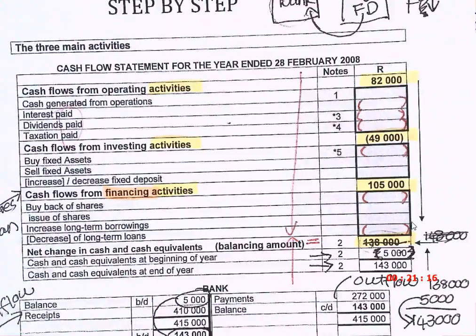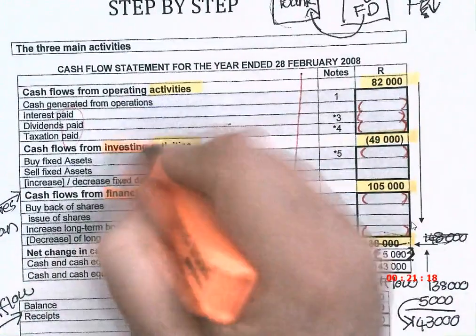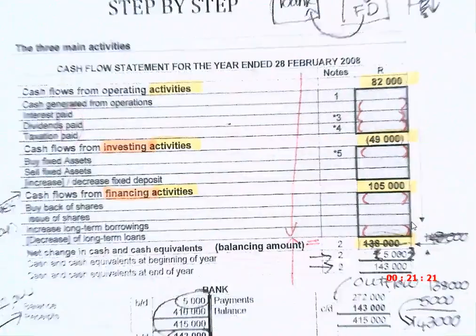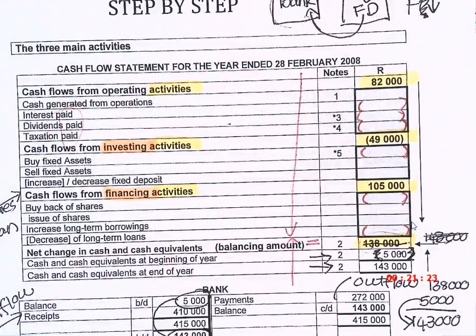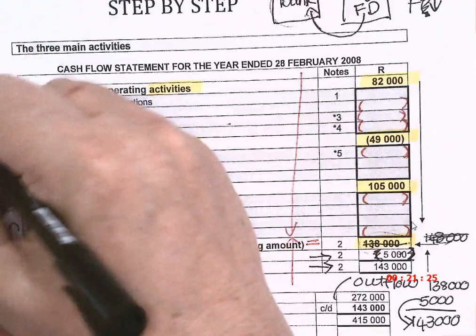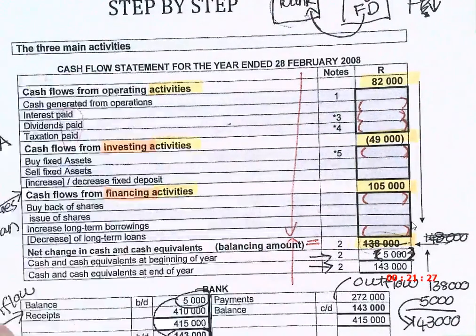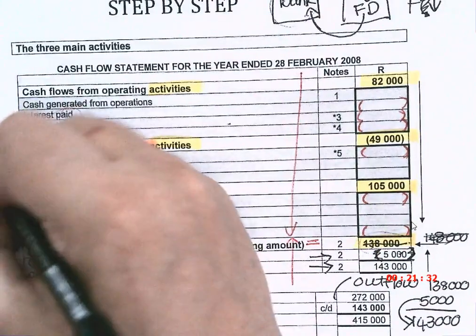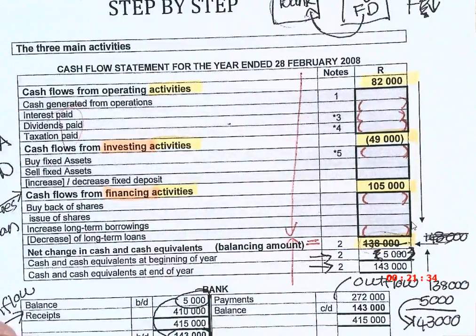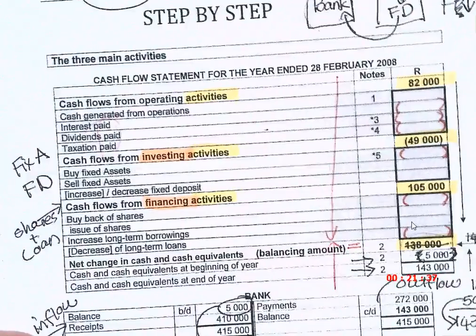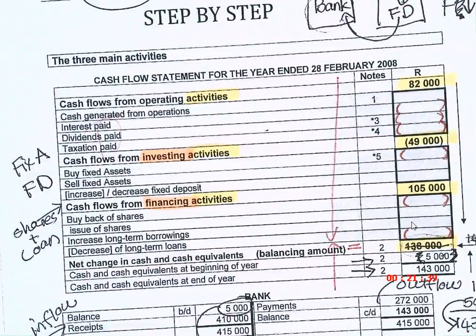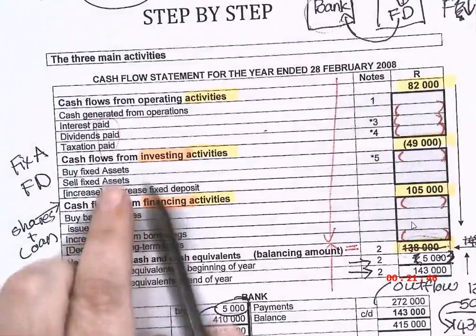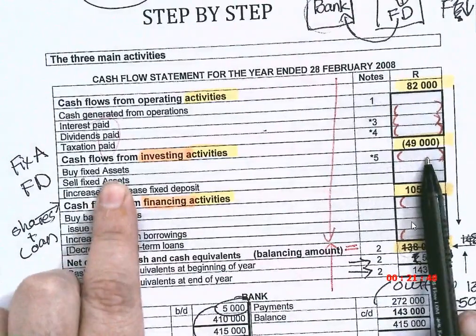Now investing, what is your investment? Your investment is your fixed assets. Your land and buildings, vehicles, equipment, that's an investment. And your fixed deposit, that's your investment. Now you want to know, did those activities bring cash or take cash? So if I buy fixed assets, the cash is going out. If I sell fixed assets, the cash is coming in.